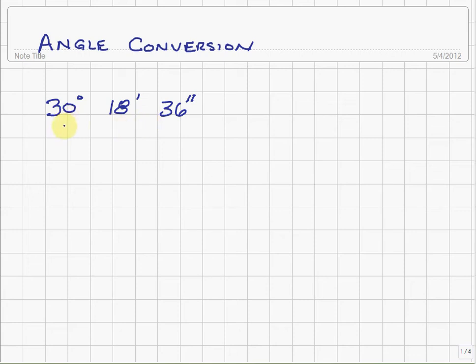In today's lesson, we're going to convert between degrees, minutes, and seconds and decimal degrees. We will then convert from decimal degrees back to degrees, minutes, and seconds. We will look at the conversion between decimal degrees and radians.